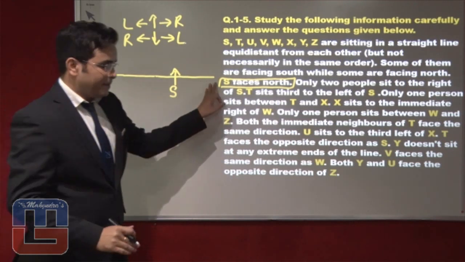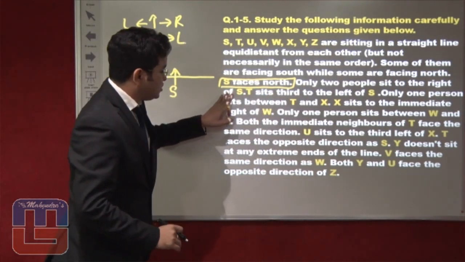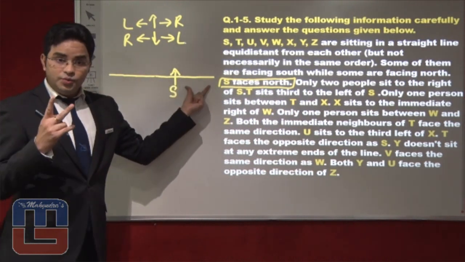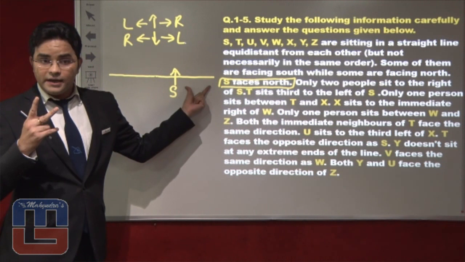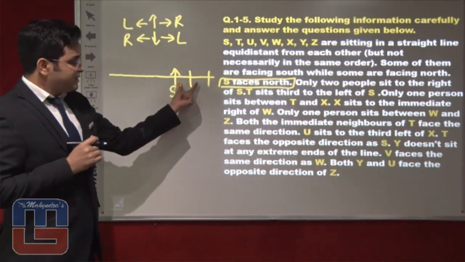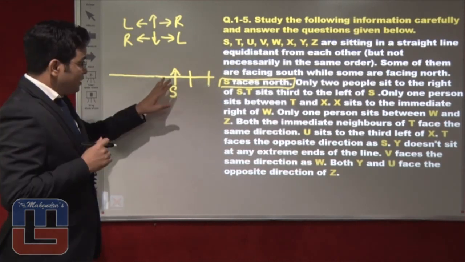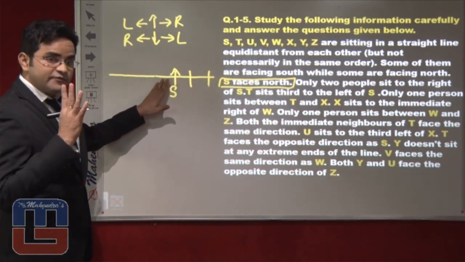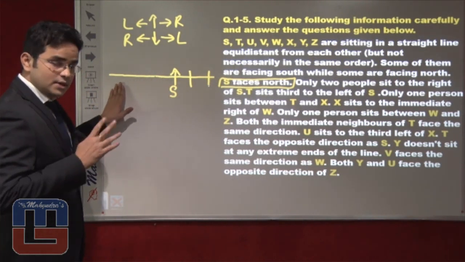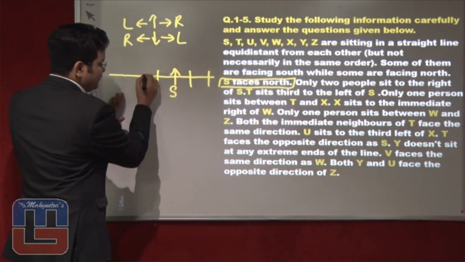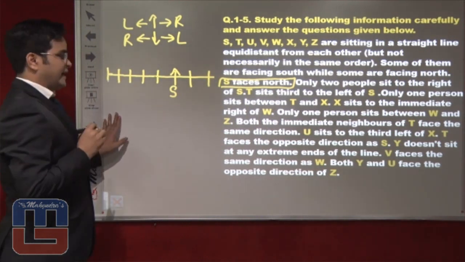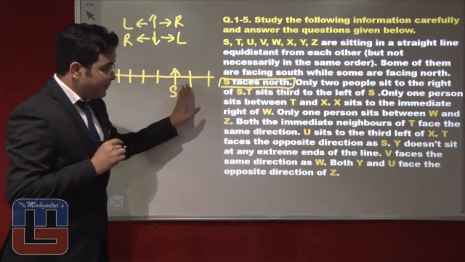So read out the next statement. Only two people sit to the right of S. I mean, it is saying towards the right of S only 2 persons are sitting. Total persons are 8, so check it. 1 and 2. It means you can draw only 2 persons towards the right of S. It means the rest, 5 people, are sitting towards the left of S. So draw 5 lines towards the left: 2, 3, 4, and lastly we are drawing the 5th line. Okay, so now here it is 8 places.